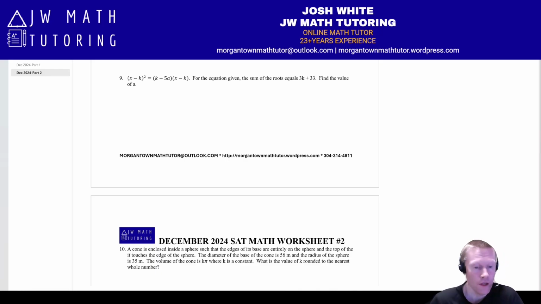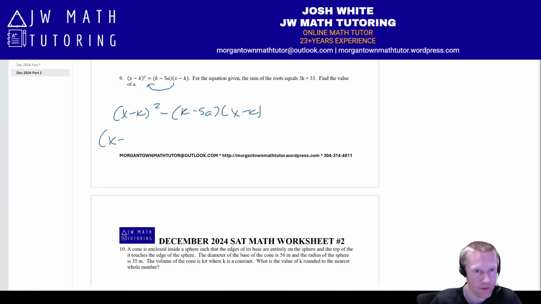So the quickest, easiest way to do this that I've seen is not to take the left side and square it all out and then multiply out the right side and combine the terms, all that stuff. It's actually to bring this whole term over to the left side. So you have x minus k squared minus k minus 5a times x minus k. Then factor out a common factor of x minus k.